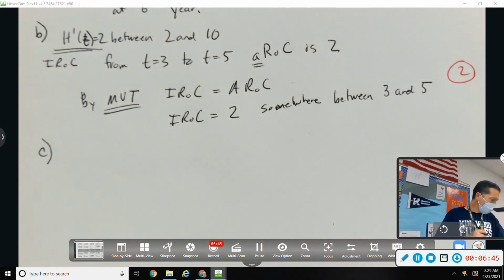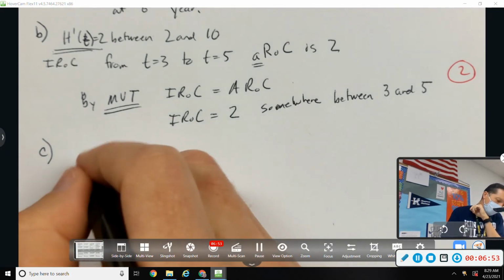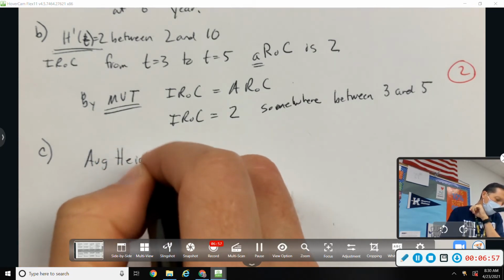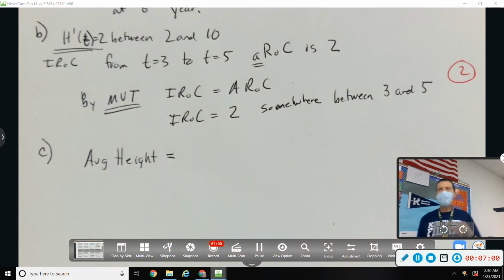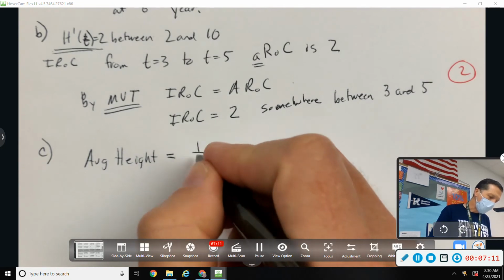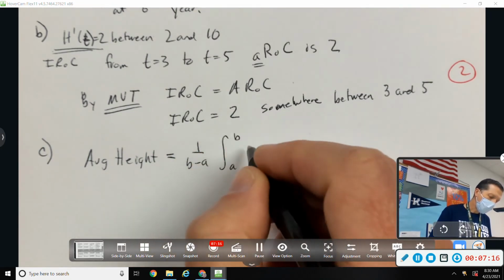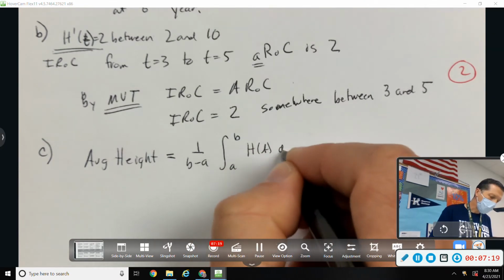Use a trapezoidal sum with 4 subintervals indicated by the data in the table to approximate the average height of the tree. Okay, well, before we jump in with trapezoidal sums, let's make sure we know what average height is. The average height. I think we hit that yesterday or the day before. 1 over b minus a times the integral from a to b of whatever function we're dealing with.